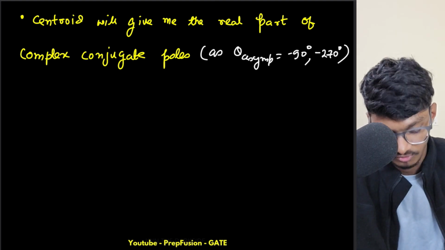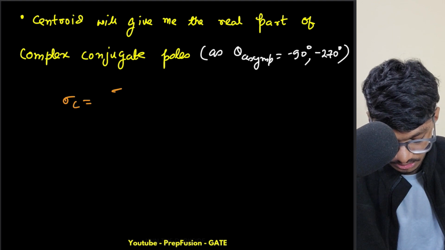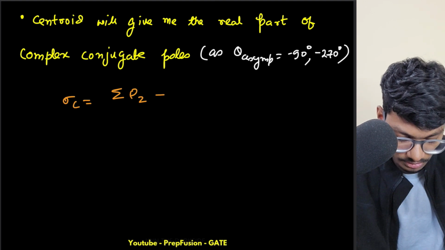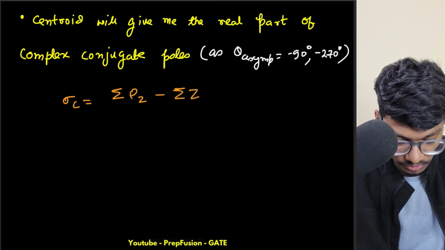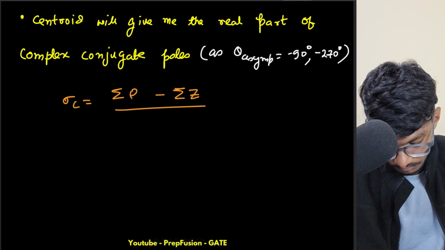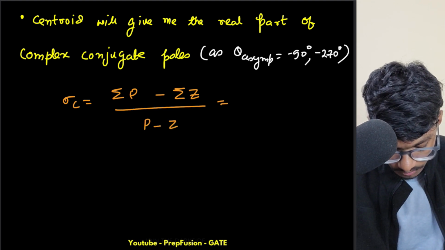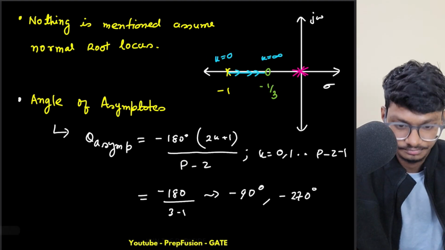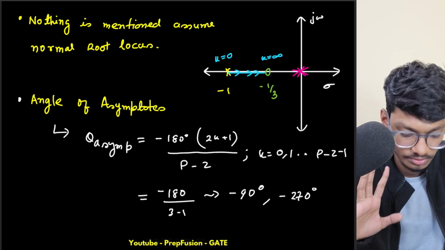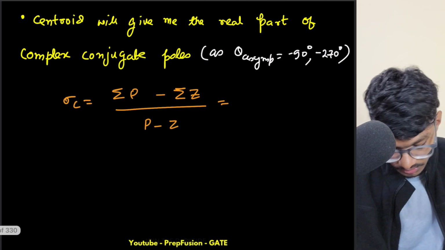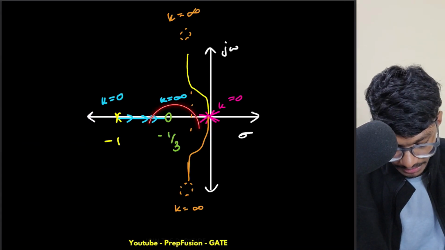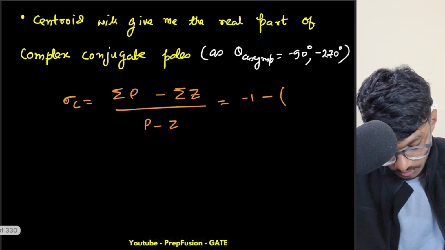So what is my centroid? Simple formula. Sigma c is the summation of poles minus the summation of zeros, divided by number of poles minus number of zeros. So what is the summation of poles? Here we have open loop poles, two poles are at 0, so 0 plus 0, and here I have one pole at minus 1, so it becomes minus 1, minus the summation of zeros, so I have one zero here at minus 1 by 3, so minus 1 by 3.